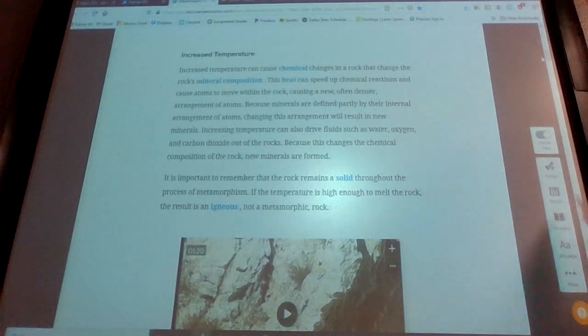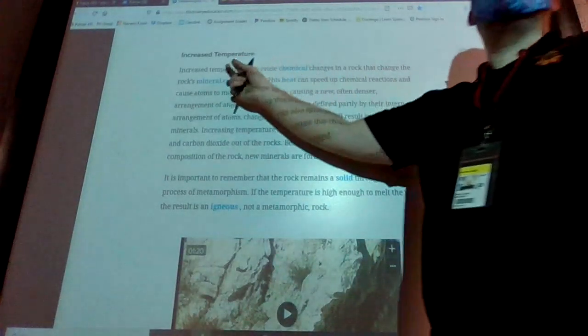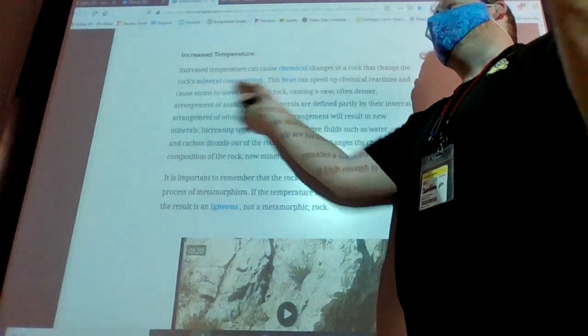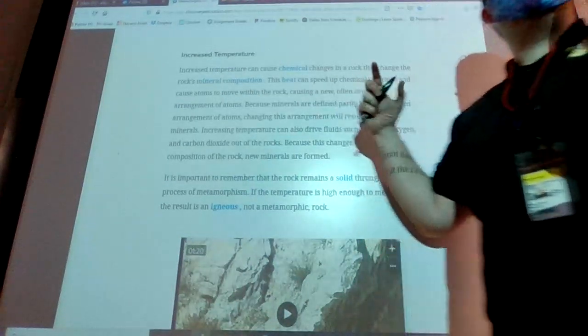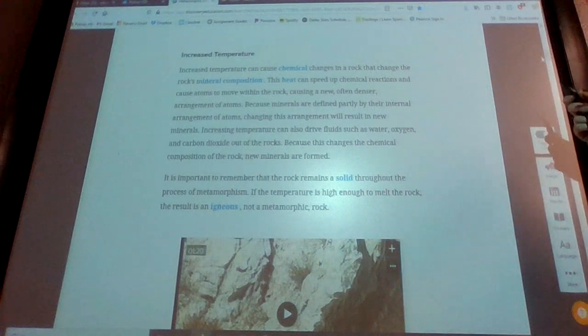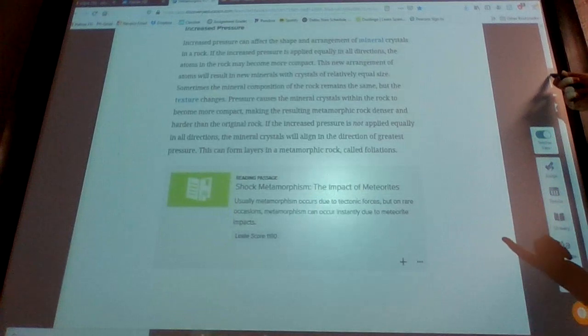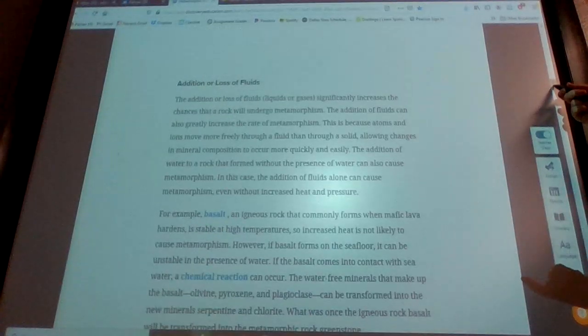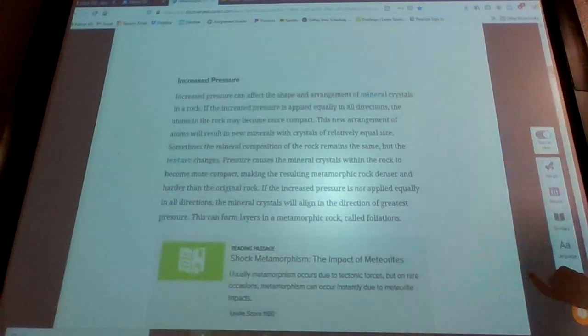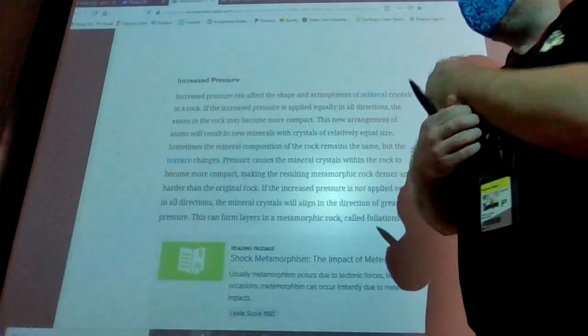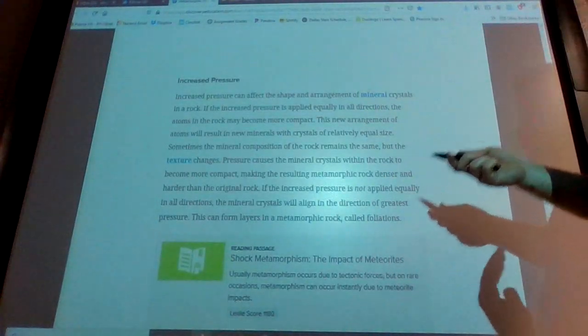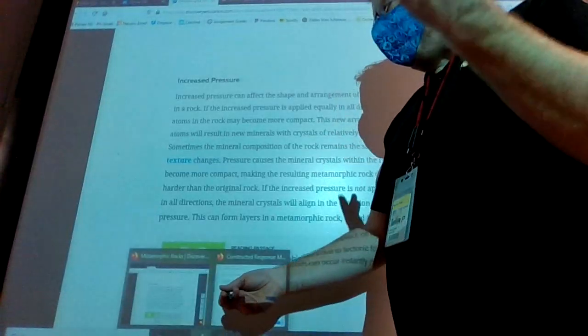That's for part 2, the first question? Well, you're kind of answering both at the same time, because you said increased temperature, so that's part 1, and then you described increased temperature, so that's part 2. You just need to do it for all three. Do one for increased temperature, do one for increased pressure, and do one for addition of fluids. And so use these paragraphs to help you answer that second part of that question, which is what's actually happening inside the rock.